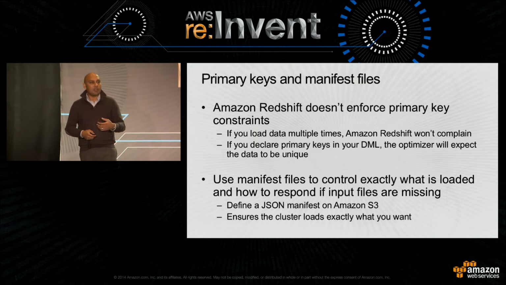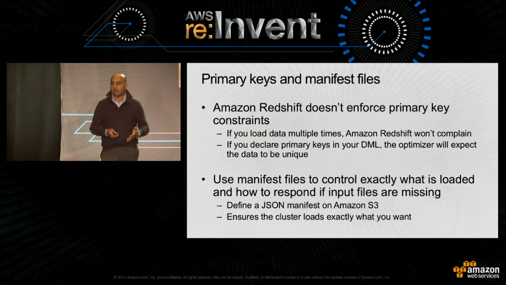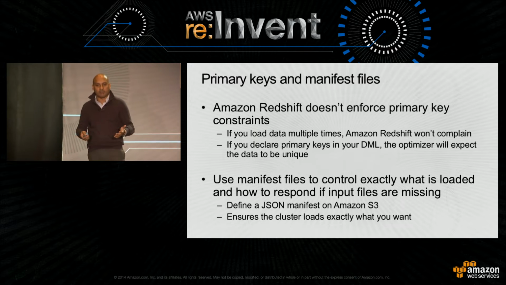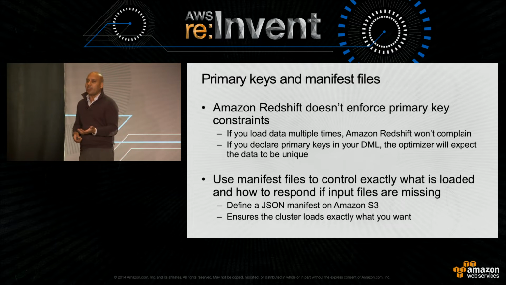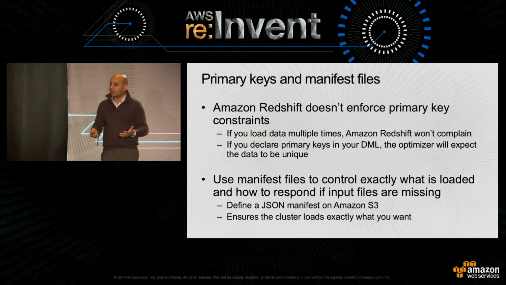Another thing to keep in mind when you're ingesting from S3 is to use manifest files as a best practice. This allows you to specify exactly what the cluster will load. And it's a JSON manifest file. It lives on S3. You provide it as part of the copy syntax. And you have the ability to control what the cluster will do if it can't find one of those files. So in some cases, you can choose to stop the entire load. Or you also have the option to proceed and skip that file.